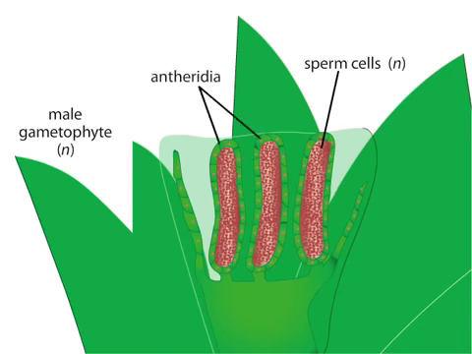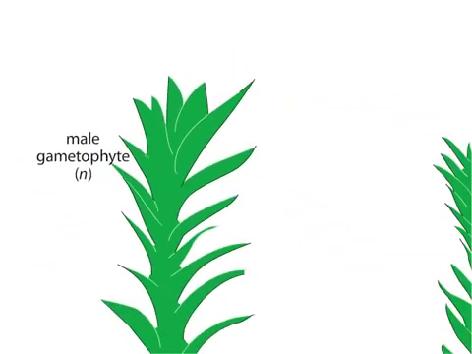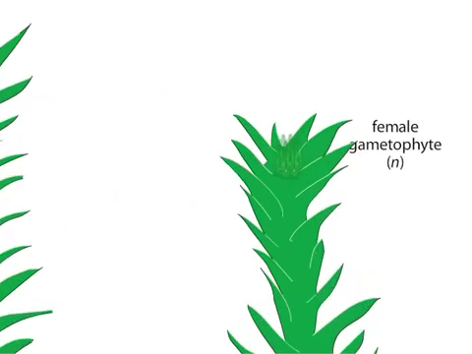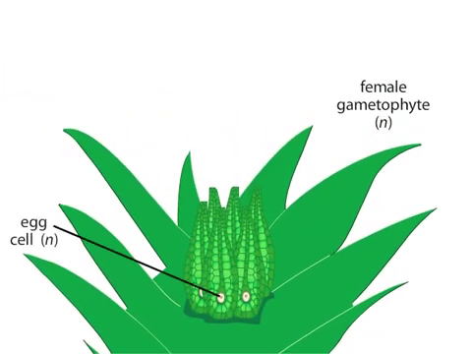The haploid gametophyte produces these haploid sperm by mitosis. The female gametophyte produces a female gamete or egg inside each of many female reproductive structures called archegonia. Like the sperm, the eggs are haploid and are produced by mitosis.